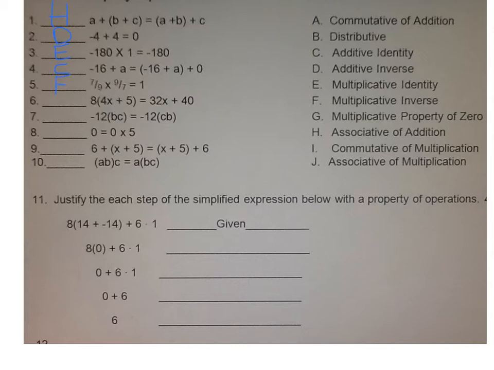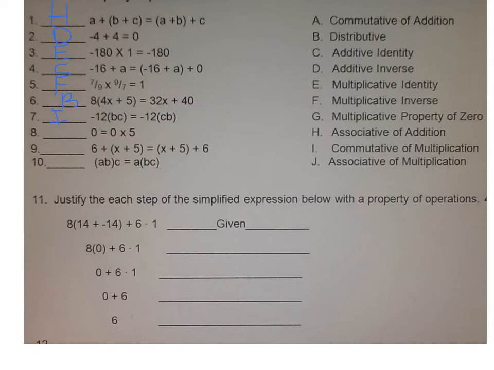That's the multiplicative inverse. 7/9 and 9/7 are reciprocals of each other, so that's the inverse for multiplication. Number 6 is B. That's the distributive property, sharing 8 with 4 to get 32 and 8 with 5 to get 40. Number 7 should be I.